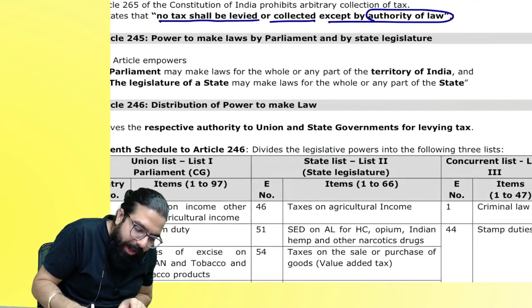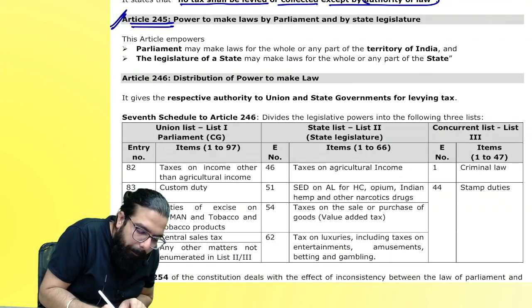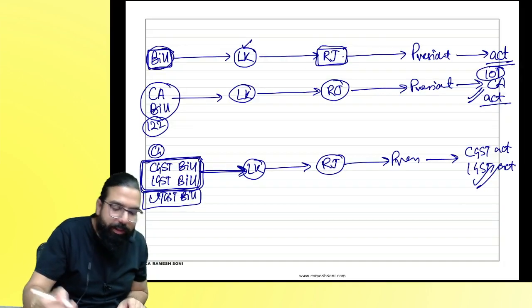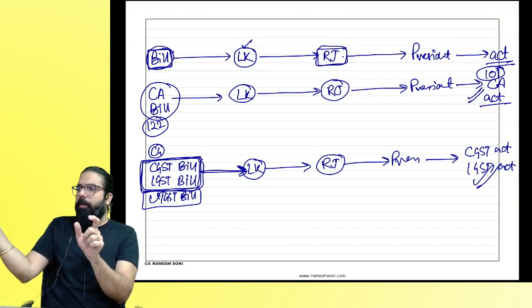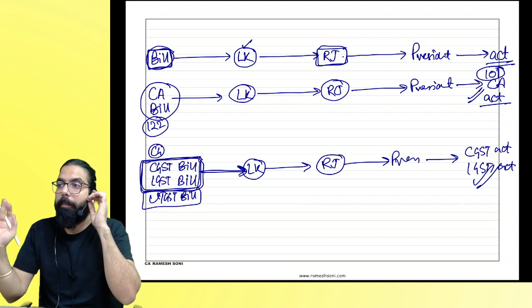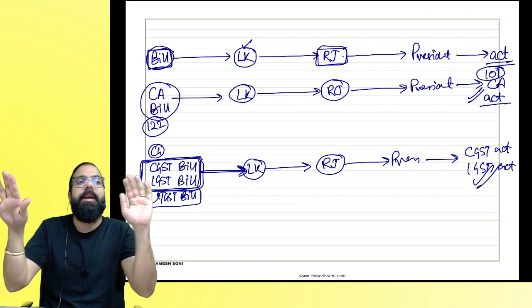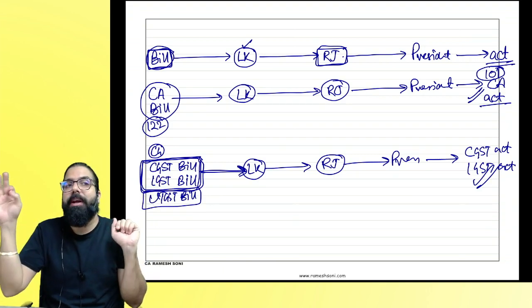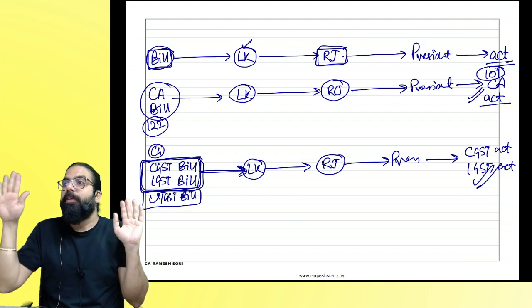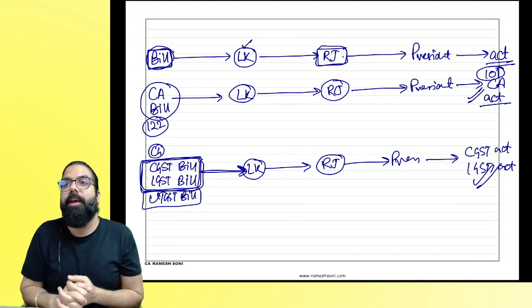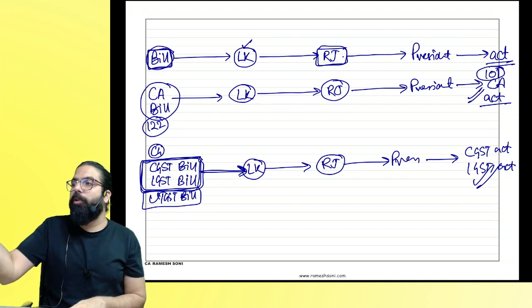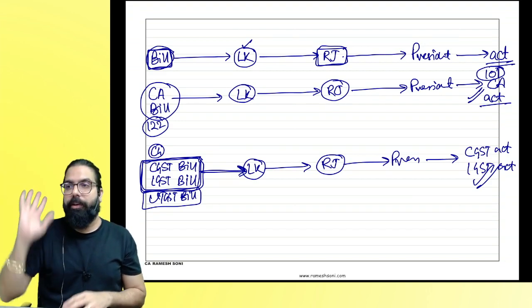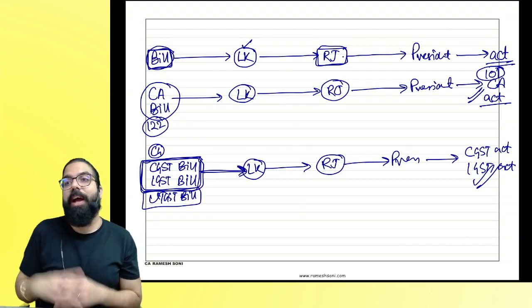Now, then we have article number 245. Power to make law. People, tell me one thing. You know what is the Parliament? Central government is the running government of the country. Remember, there's a difference between central government and Parliament. Central government is the government at the center. Central government will always say, to run the country better, we need, supposingly, the RERA Act, Real Estate Regulation Act.